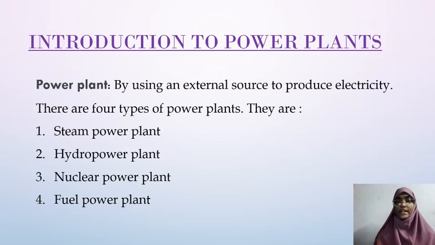So let us know what is meant by a power plant. Using an external source to produce electricity is known as a power plant. Basically there are four types of power plants. They are steam power plant, hydro power plant, nuclear power plant and fuel power plant.